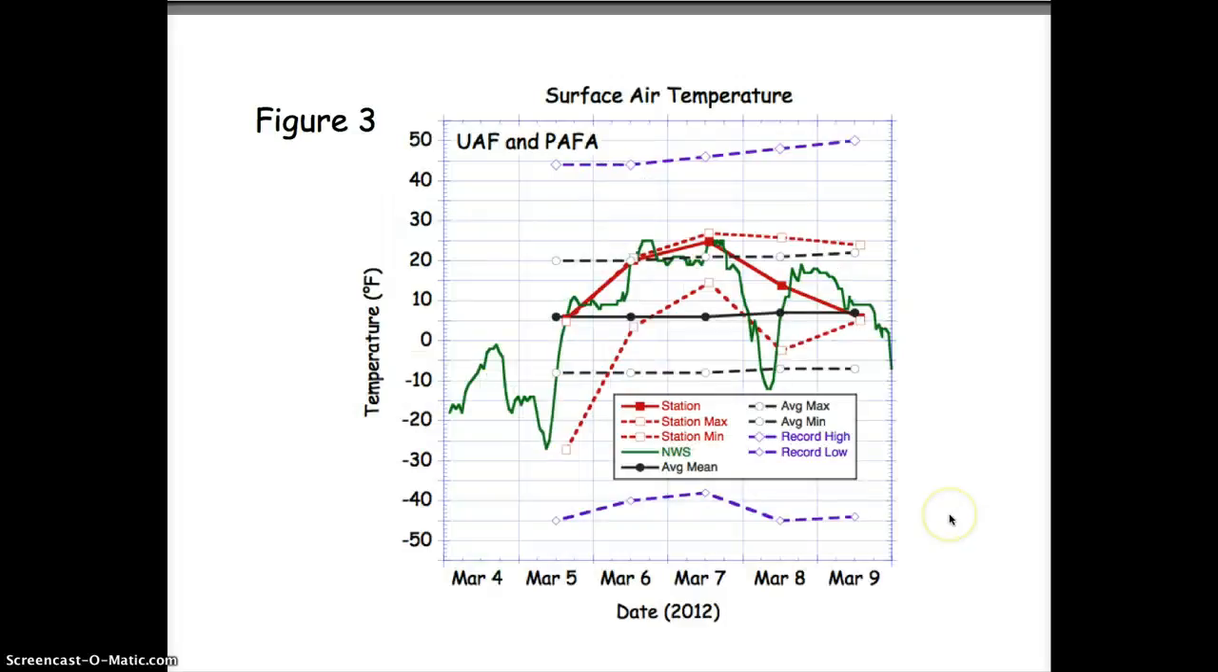This graph is similar to the first one I showed for figure 1, except it's different dates. This is a 6-day period from March 4th to March 9th. And again, we have the station min and max, the NWS, which is not as steady as the first graph, the average mean, the average max, average min, and then the record high and low.